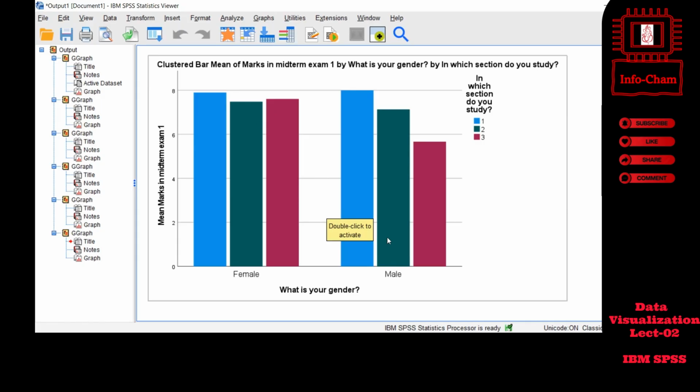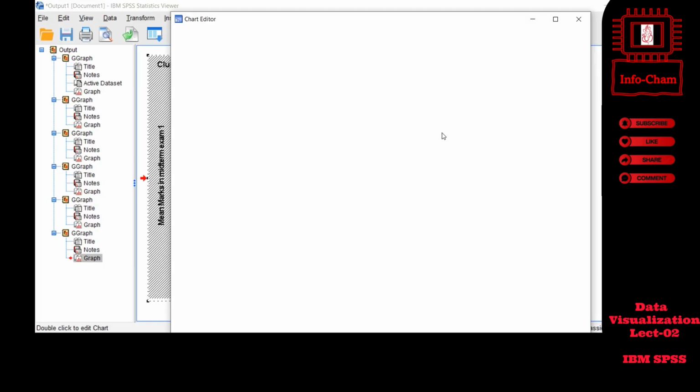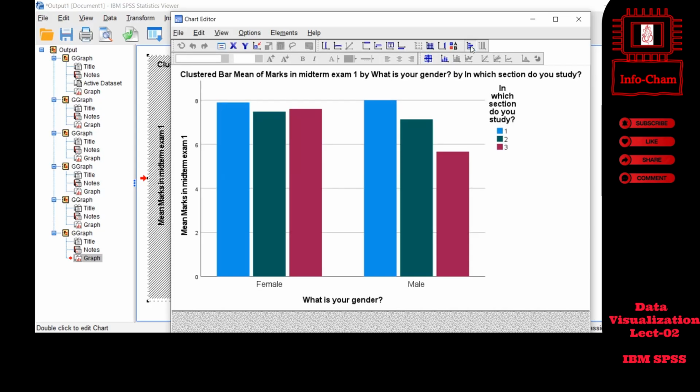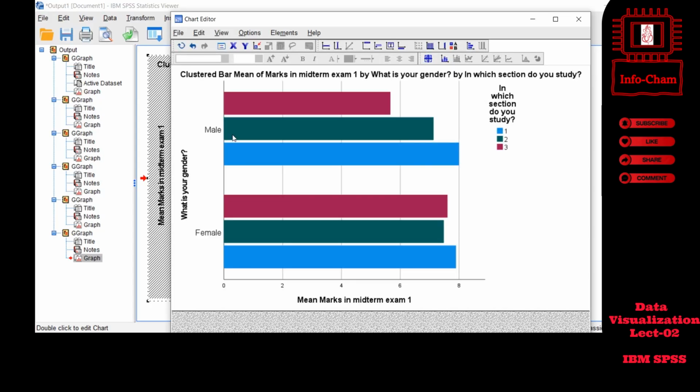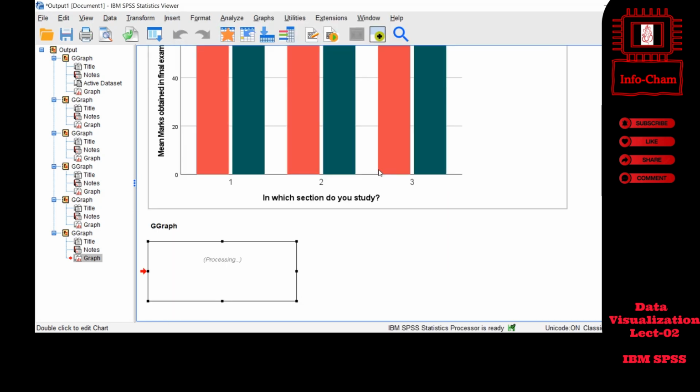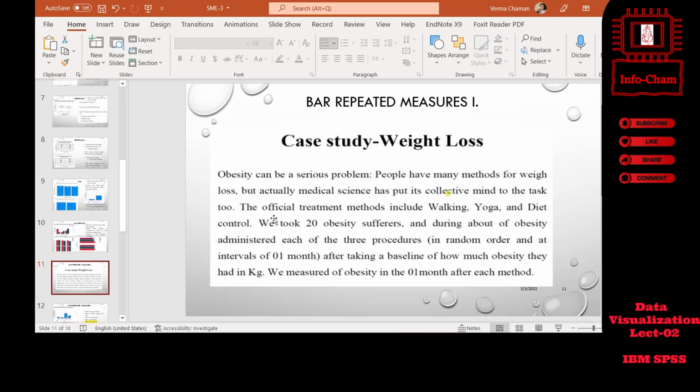Okay, so if you want to check from another point of view, double click on it and you can use the transpose facility. Can you see? You can check this type of graph as well. It is your choice. Okay, it will be saved. Now I'm talking about the bar. Now I'm going to make a bar again.